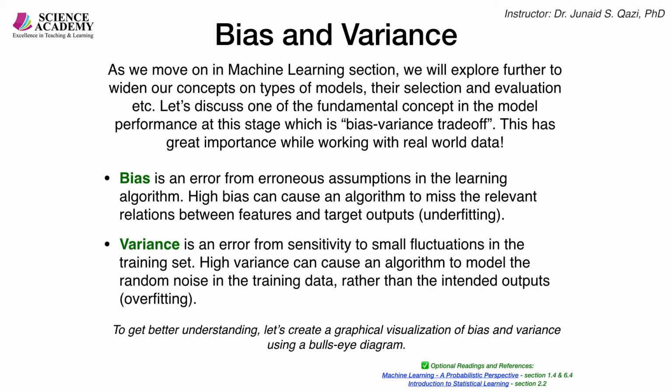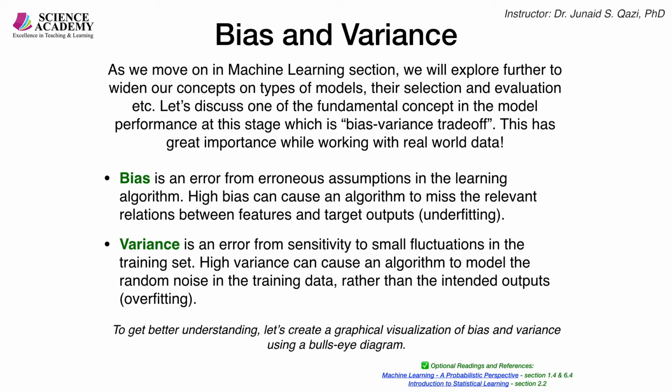Let's talk about variance now. Variance is an error from sensitivity to small fluctuations in the training set. High variance can cause an algorithm to model the random noise in the training data rather than the intended outputs.